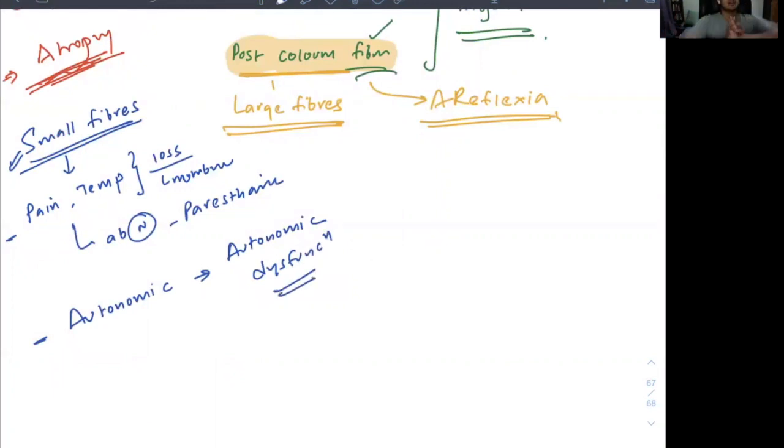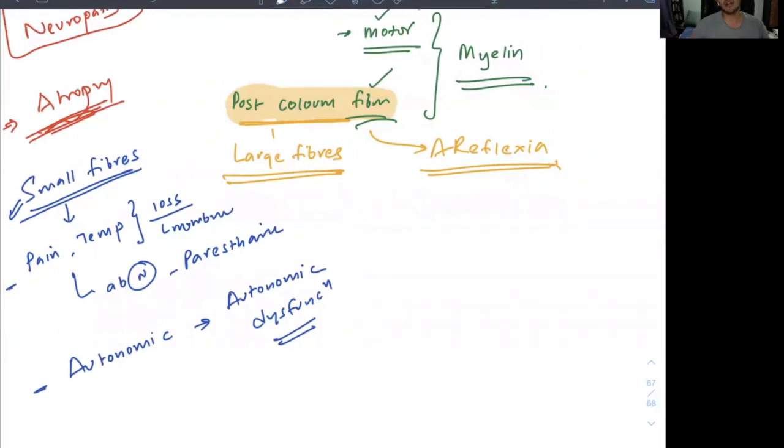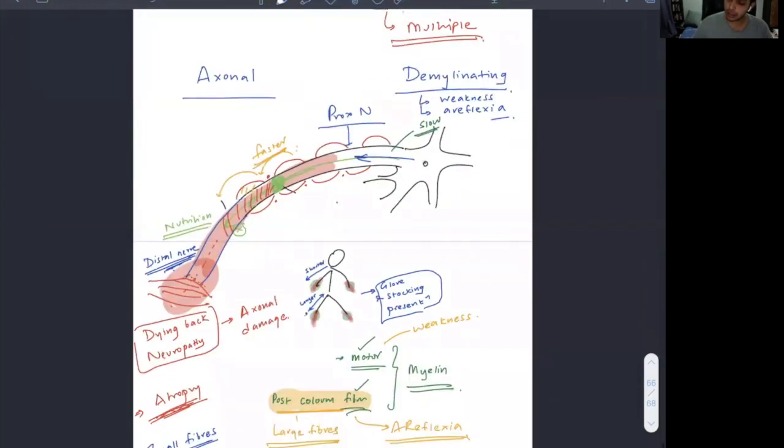Okay. Is that clear? So if you have motor weakness and joint position loss, you will think of large fiber neuropathy, or you will think of a demyelinating neuropathy. If you have small fiber and autonomic dysfunction, you will think of small fiber neuropathy or an axonal neuropathy. Okay. So that covers where is the lesion and that covers what is the lesion.